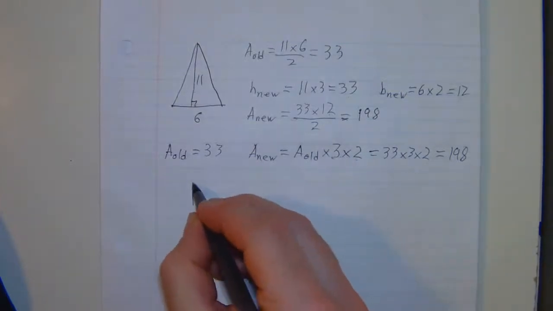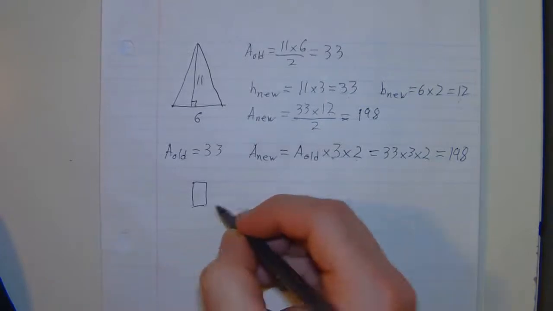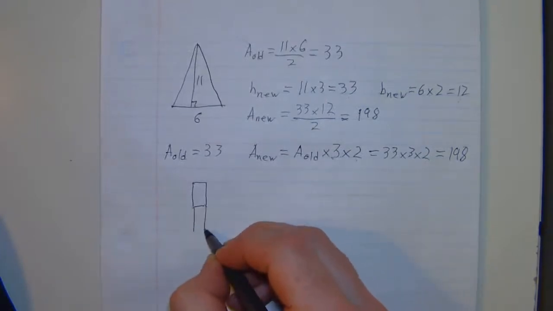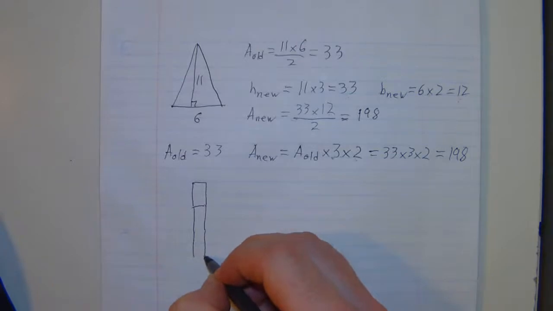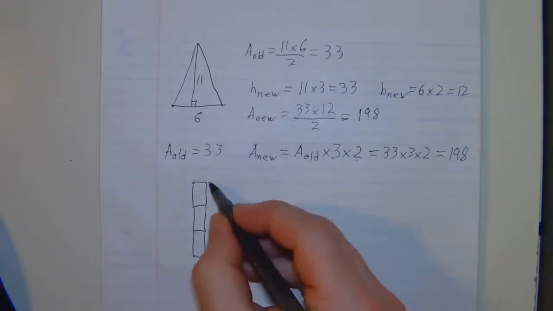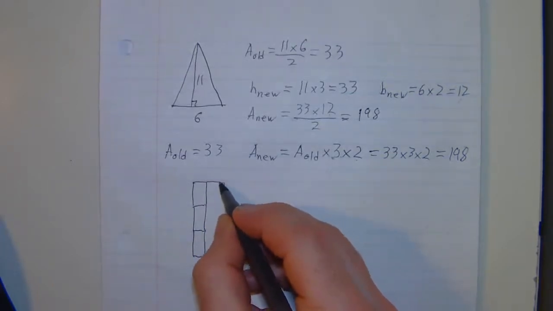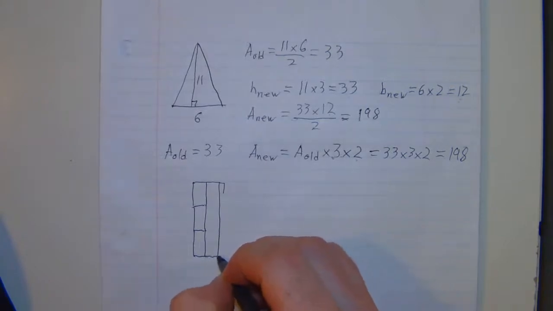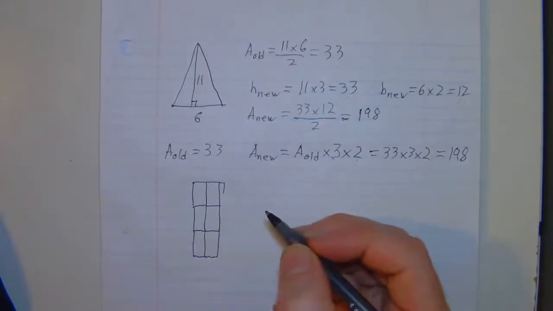If I take this shape and I triple it, 1, 2, 3, and then I double that, I'm going to get 6 of them.